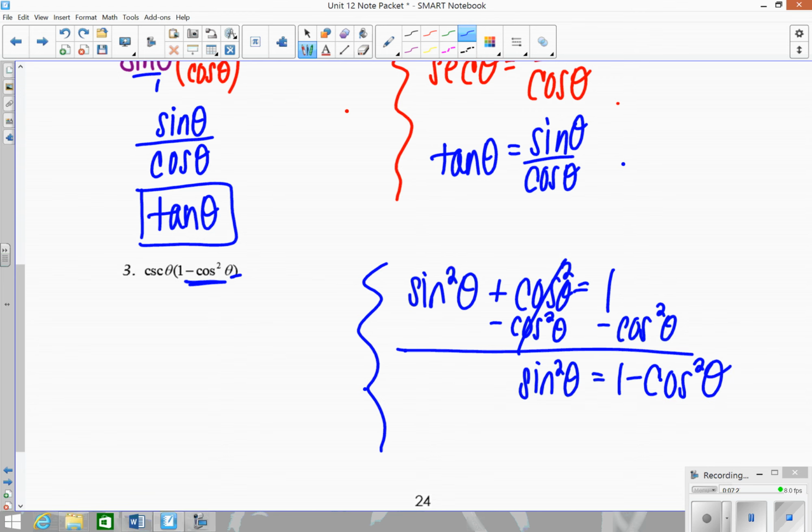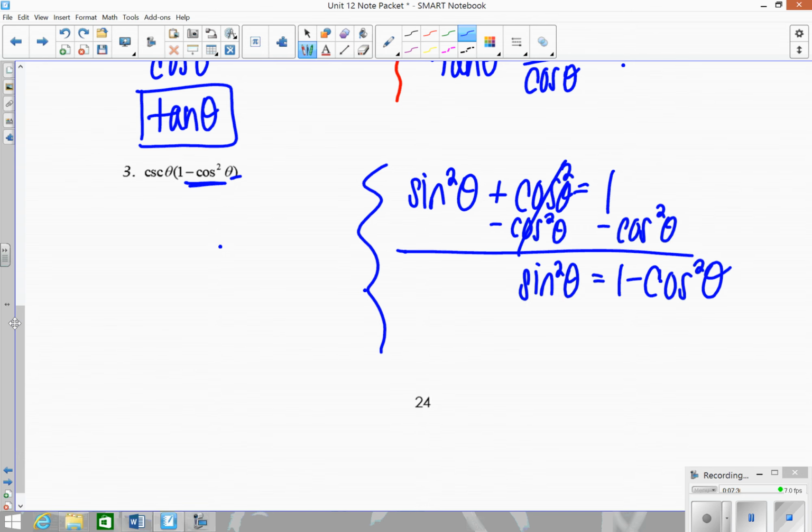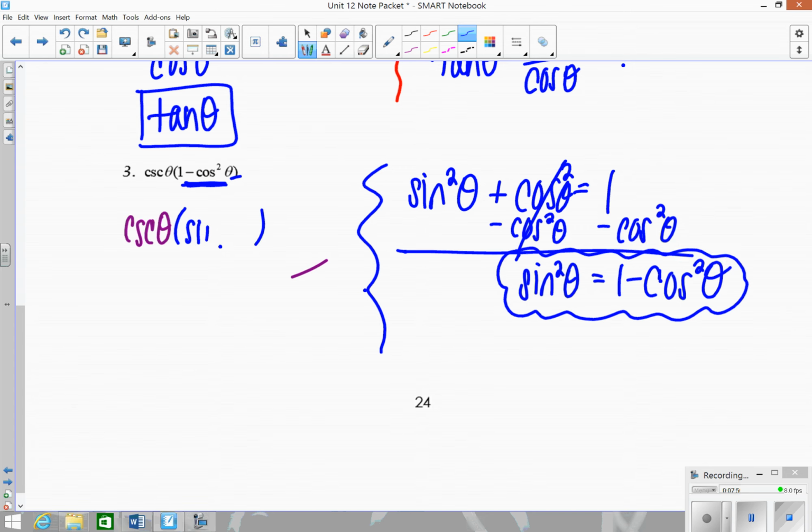Since this is an identity, you're allowed to manipulate it and solve it and get one variable by itself however you need to, because it's already proven to be true. It's something that we can just accept is true, and we can rearrange it however we need to. So now that I have this, I can use this as my identity, and instead of having 1 minus cosine squared, I'm just going to keep this cosecant for right now, and I can replace this with sine squared theta because that's what that's equal to.